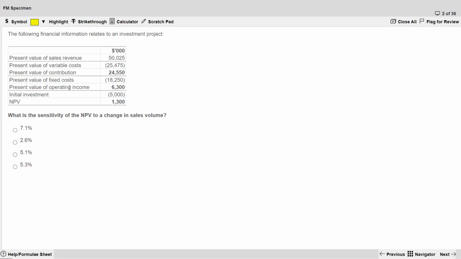Now, what is it that we have to do? We have to calculate the sensitivity of this specific NPV to the change in the sales volume. My friend, this is the FM specimen available on the ACCA practice platform. This is no specific year. Now, when it says NPV to change in sales volume, how do we calculate the sensitivity?